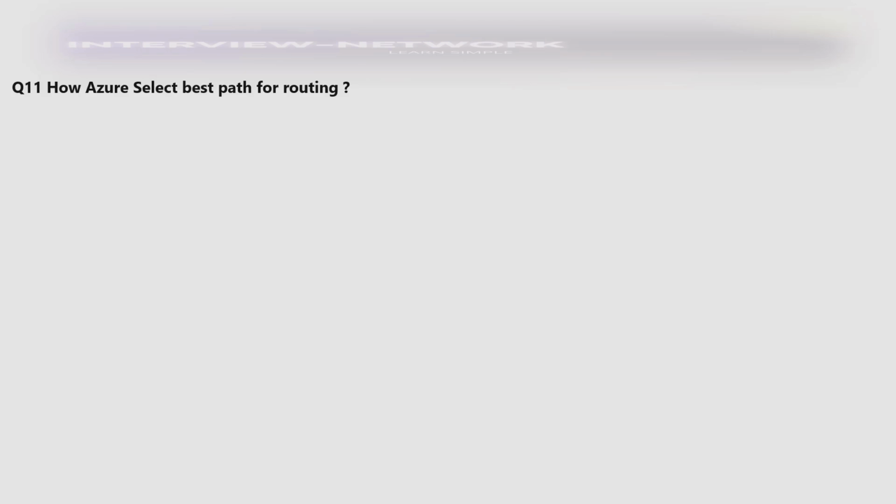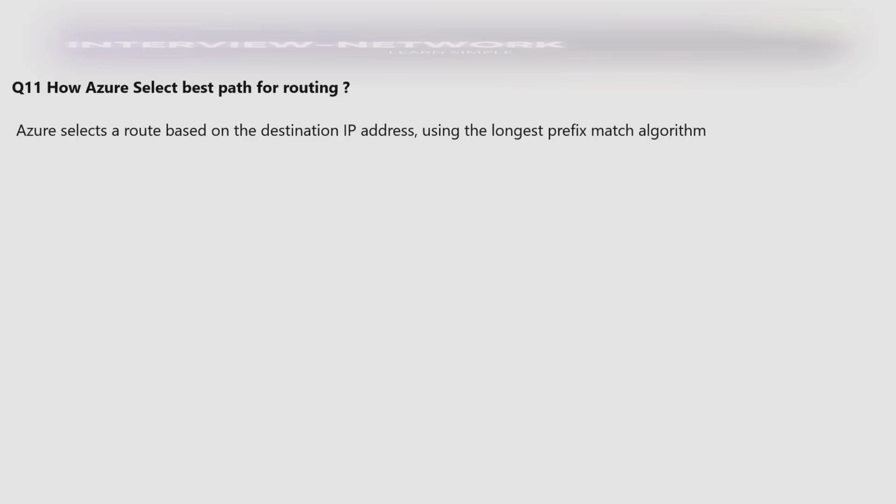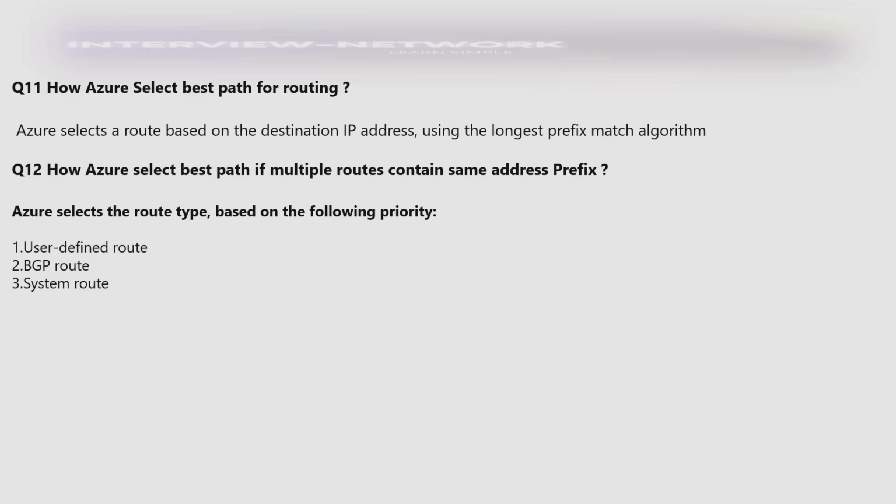How does Azure select the best path for routing? Azure selects a route based on the destination IP address using the longest prefix match algorithm. How does Azure select a path if multiple routes contain the same address prefix? Azure selects the route type based on the following priority: user-defined routes, BGP routes, and system routes.